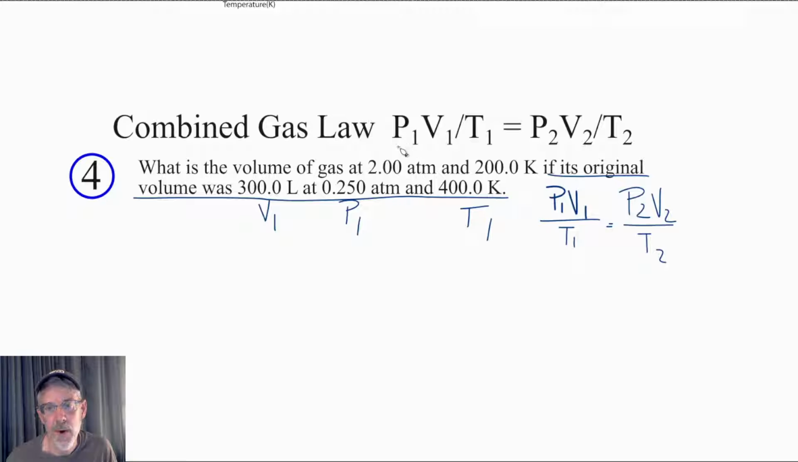Sometimes when you're doing these problems, it's helpful just to label things up here. That's P2, T2, and then V2. Sometimes it helps you just to label them in the problem. That way you can not get mixed up, because I tend to get mixed up with some of this stuff if I don't take my time and do it.